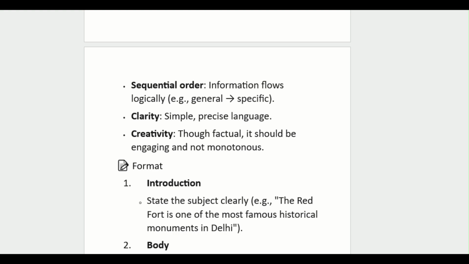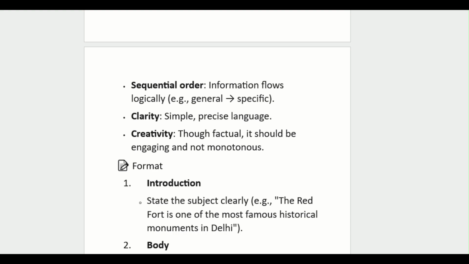Talking about clarity, it is the most important part of factual description. You must have clarity in your description with simple and precise language. What does simple and precise language actually mean? Simple means that the language should not contain very heavy words that are very difficult to understand. At the same time, the language should be precise. It should not be so elaborate that you turn the words round and round to tell one single thing in different ways, right? So you should have precise language with simple and appropriate words.